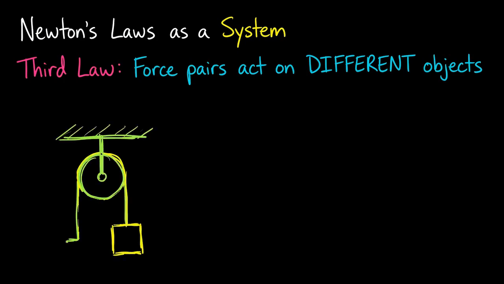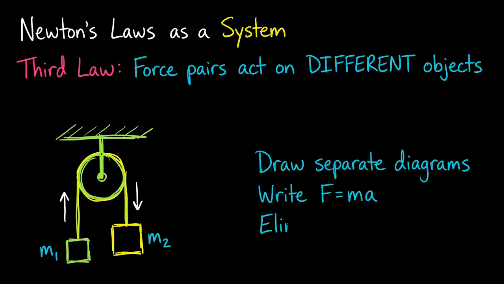Challenge problem. Two masses on an ideal Atwood machine. Draw separate diagrams, write F equals ma for each, eliminate tension, and solve for acceleration and string tension.